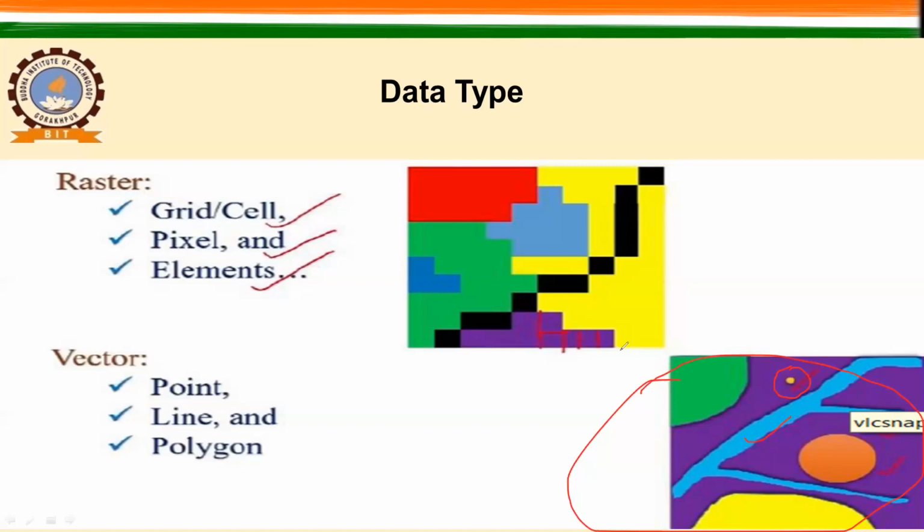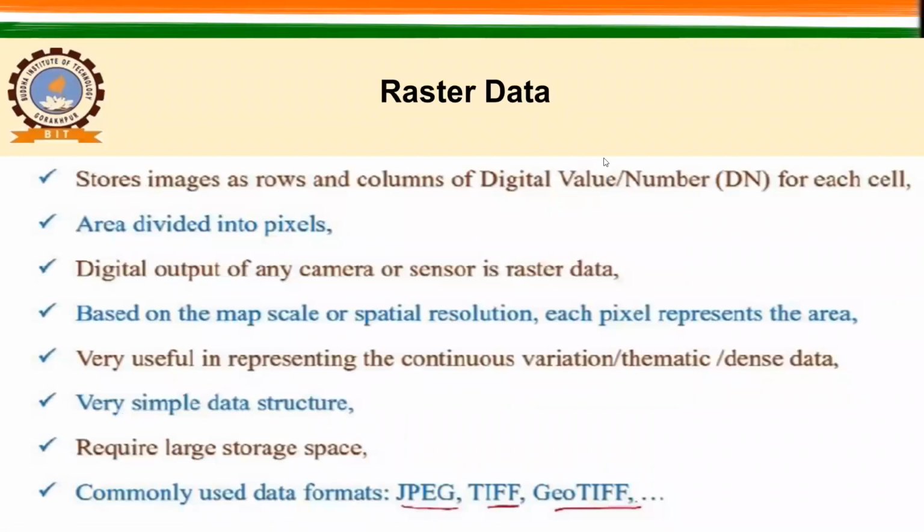ये दो पॉइंट को जोड़ने पे हमने उसको लाइन मिला और उसको अगर इनक्लोज कर दिया तो हमें पॉलीगन मिल गया. Now let us understand the benefits or advantages we have when we have our raster data and what are the advantages we have with our vector data. So we'll start with the raster data. Here we store the images as rows and columns of the digital number or values for each cell that exactly matches with our remote sensing data.